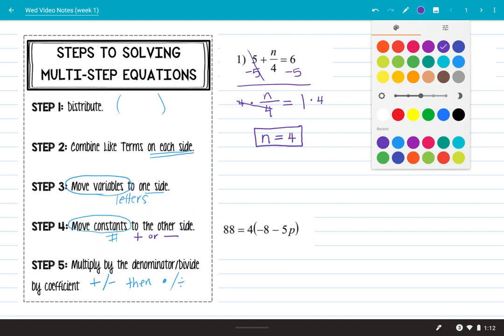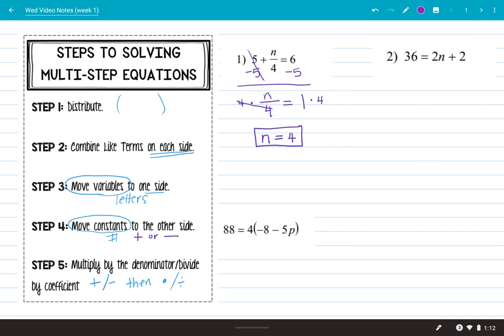Okay, same thing with the second one. If we look at our letter N, we're being multiplied by 2 and then added 2. So we're going to start with step 4. Step 4 means we're going to add or subtract. So we're going to subtract 2 from both sides, because it is being added, we do the opposite. So 34 equals 2n. And the 2 and the n are being multiplied. Even though they don't have a multiplication symbol, there should be a little dot right there, but when it's next to each other, it's hidden. So since it's being multiplied, we're going to divide.